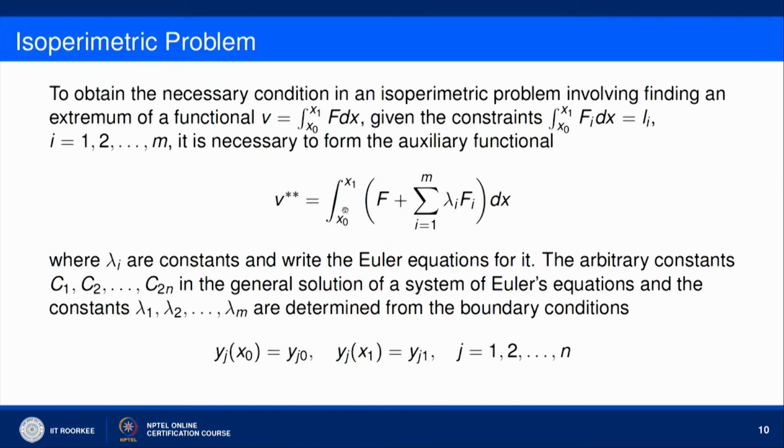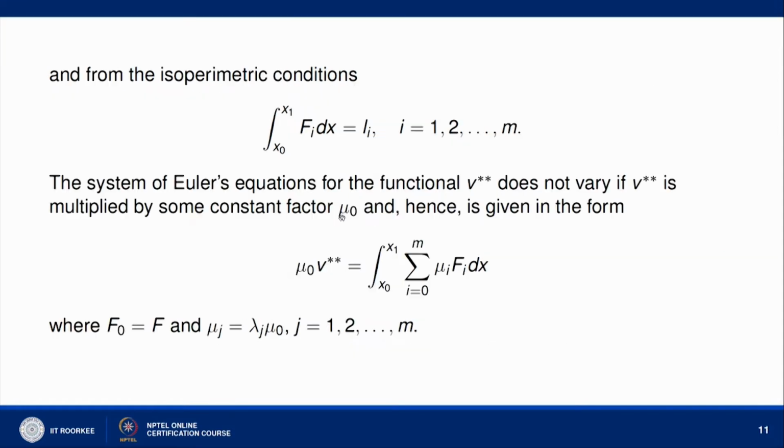So it means that if we have already found the extremal for v double star, then the extremal curve will not change if we multiply by some non-zero constant, that is mu naught, and we can say that mu naught v double star equals the integral from x0 to x1 of summation i equal to 0 to m mu i fi dx.